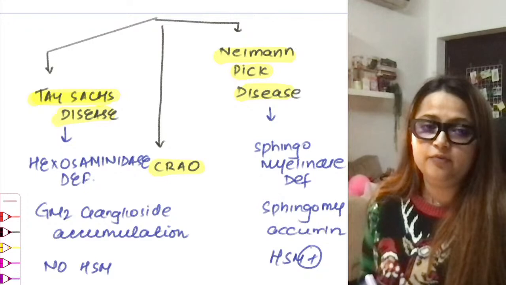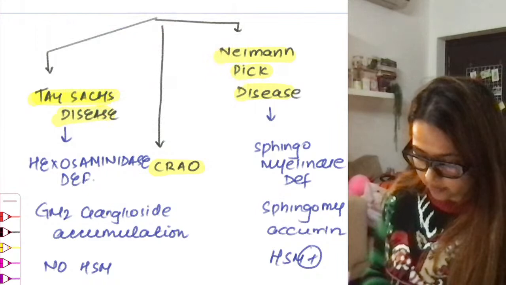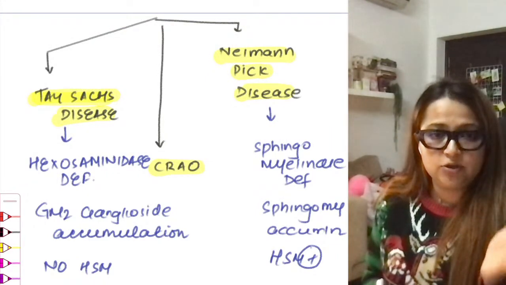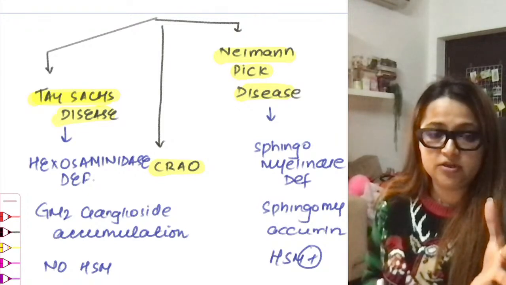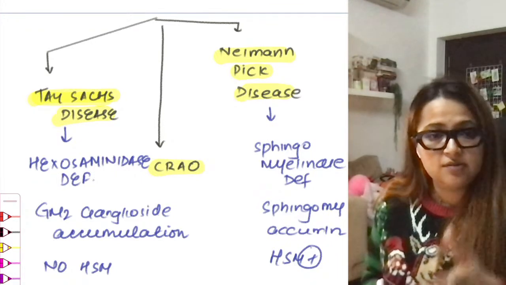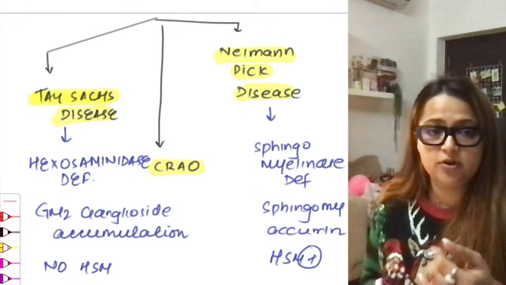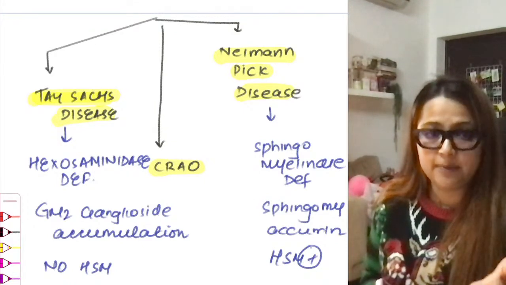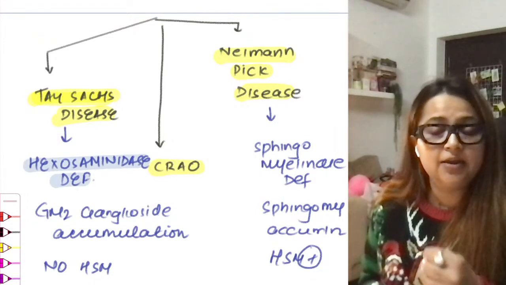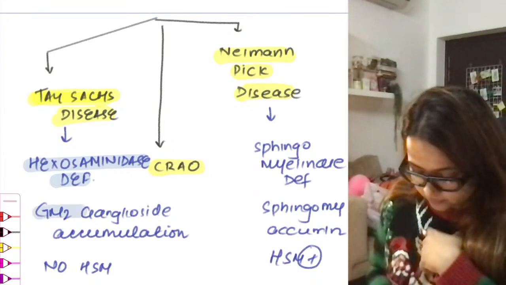Now I have written the most important points regarding these conditions. Number one, Tay-Sachs disease. Whenever you talk about the glycogen storage diseases or the lysosomal storage diseases, what you have to remember is which enzyme is deficient, and secondly, which substance is getting accumulated. These are the two very, very important points that you have to keep in mind. This comes under clinical biochemistry. The deficiency of hexosaminidase is seen in case of Tay-Sachs. So what is getting accumulated? The answer is GM2 ganglioside.